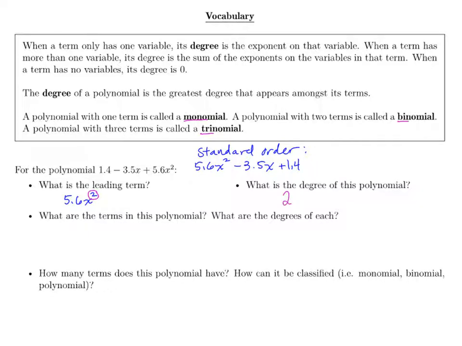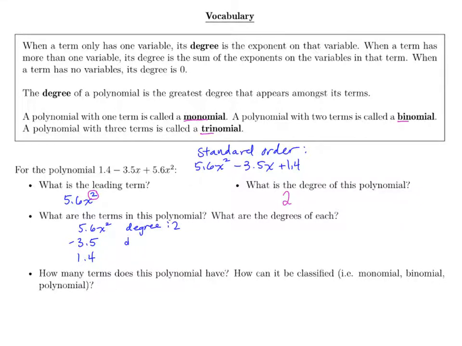Now, as we look at the terms in this polynomial, which I referred to when I was writing it in standard order, the first one we have is 5.6x squared. The second one is negative 3.5x, and the third term is 1.4. So we've identified the terms in that polynomial, and then the degrees of each. 5.6x squared, we already looked at that degree, it was 2.